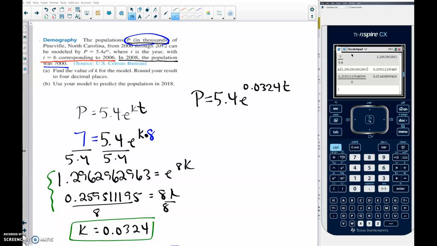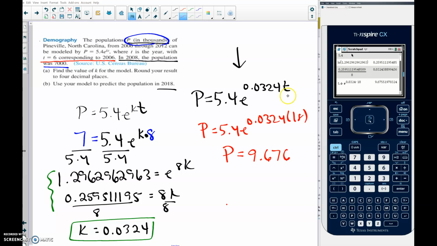So that constant will be used in your equation over here. Part B asks for you to predict the population in the year 2018. So go ahead and solve that for 2018 using your new constant k, and now you are using 2018 for your input t. Be careful. T is 18 because remember 6 is corresponding to 2006.